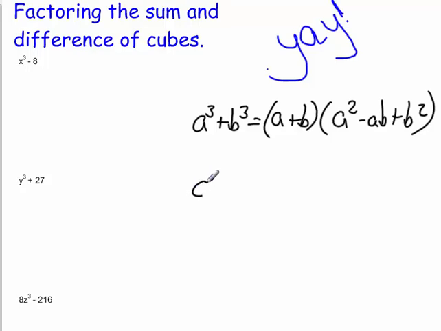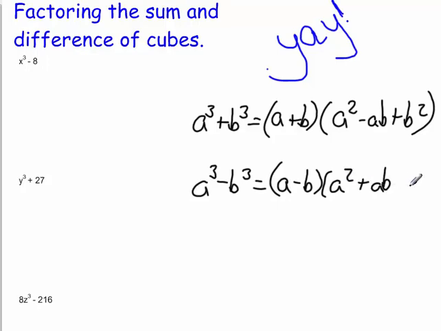Okay, let's talk about the other one. A cubed minus b cubed equals, again, the first term is pretty straightforward, a minus b, just like a cubed plus b cubed was a plus b. A cubed minus b cubed is a minus b times a squared plus a times b plus b squared. Not too much in there, and it's pretty straightforward. I'd love to prove this to you, but unfortunately, we're getting pressed with time.